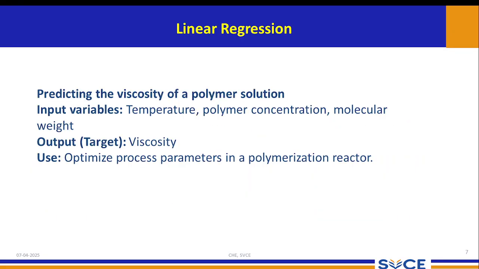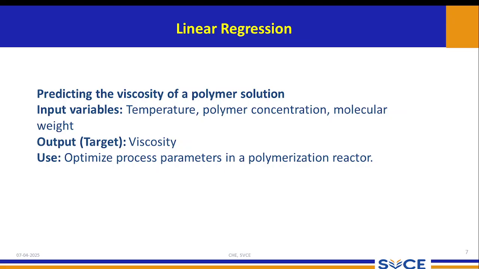Coming to linear regression, another example is predicting the viscosity of a polymer solution. The input variables are temperature, polymer concentration, and molecular weight. How are these correlated to the viscosity? The output variable is viscosity. When the temperature increases, what will happen to my viscosity? Whether it will increase or decrease, obviously the viscosity will decrease as the temperature increases.